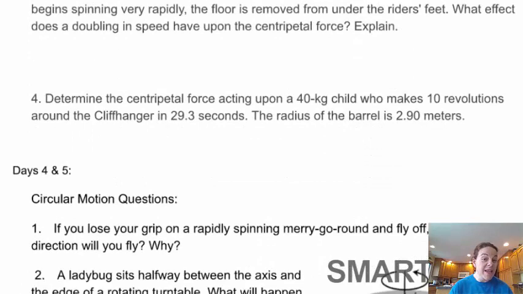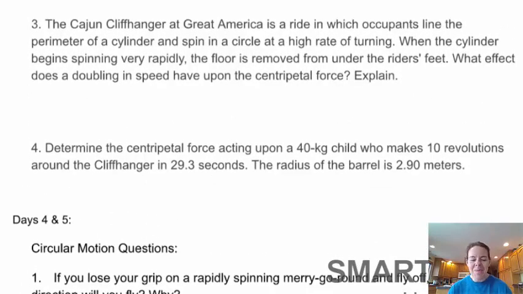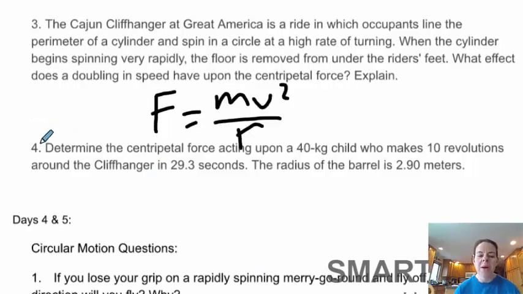For the Cajun Cliffhanger, number 3, a ride that used to exist at Great America, similar to the Gravitron, that spinning ride at the fair, the question is: what effect does doubling the speed have on the centripetal force? Remember, the centripetal force is the center-seeking force. Double the speed means that your force is 4 times greater, because in your math problems you had the relationship force equals mv squared over r. So if you double the speed, your force is 4 times greater because velocity is squared.